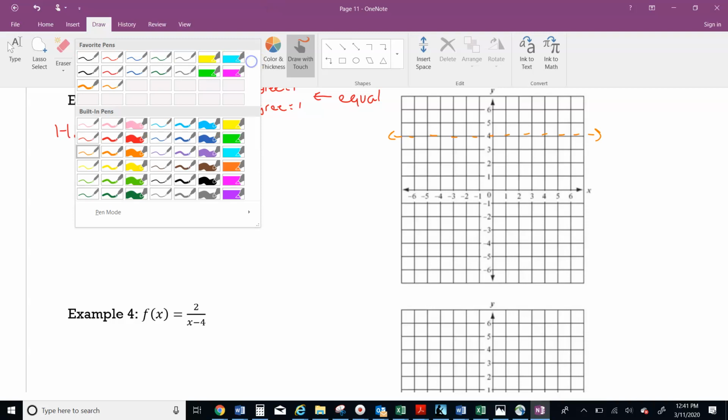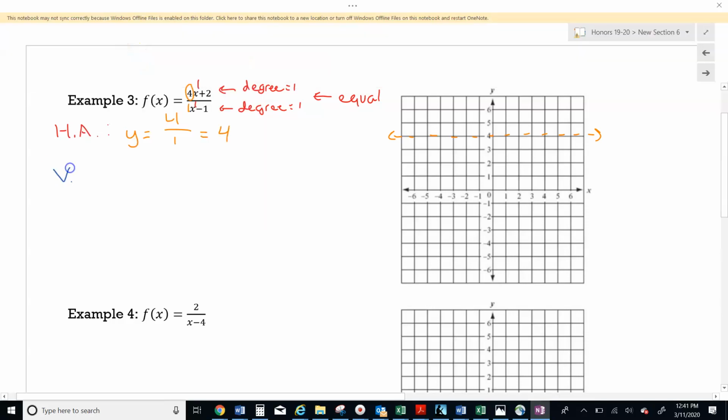Vertical asymptotes. I take my denominator, x minus 1 equals 0. x equals 1. Here's x equals 1.